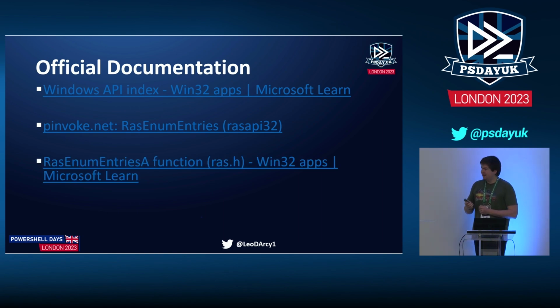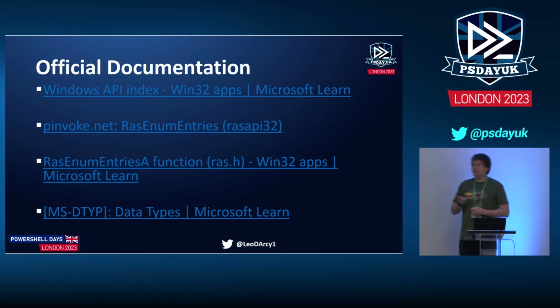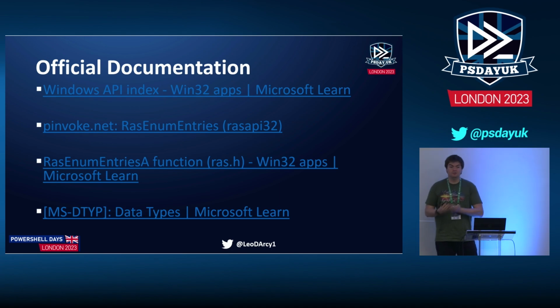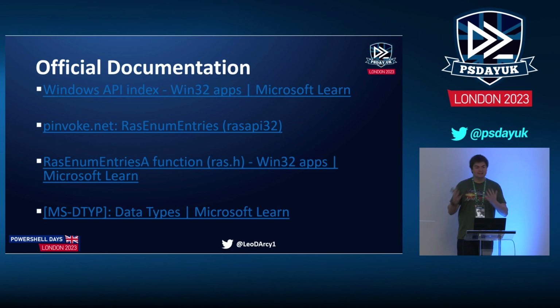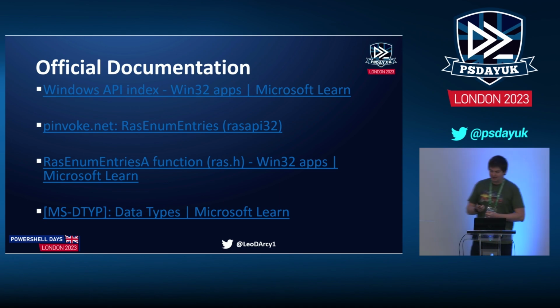So specifically, we're looking at the RAS enums entry part of the documentation. And another link that is useful is the description of the underlying data types that are used as part of the Win32 API, because some of them will need to be translated, and we'll see what that looks like in a second.